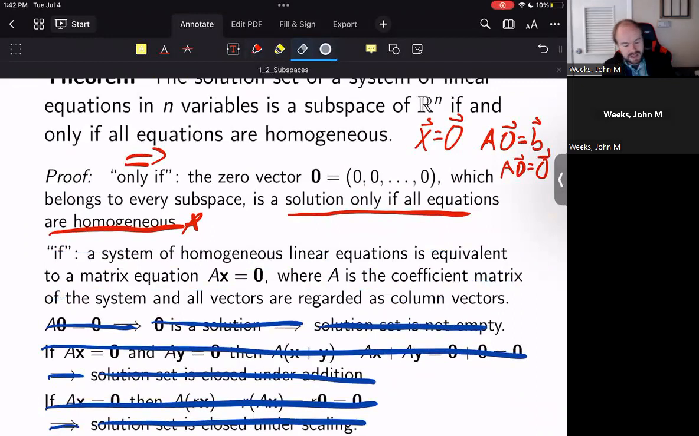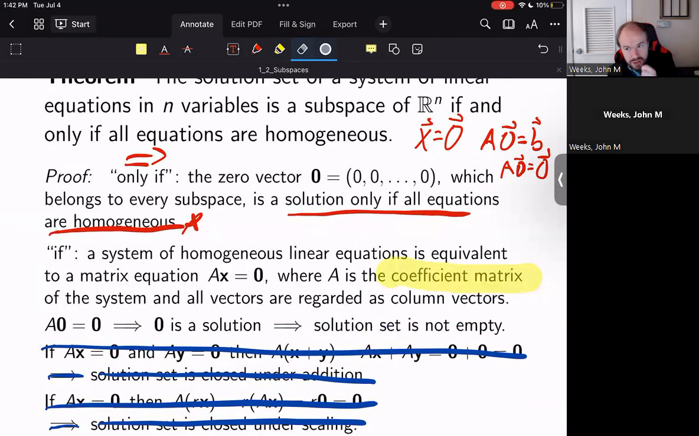If we have a system of linear equations, and this is equivalent to the matrix equation we've been talking about, Ax equals 0. Here we call A the coefficient matrix of the system, and the vectors here, all the column vectors like we've been writing them to be. Now, let's see if we can figure out if this is not empty. Well, we just talked about that A0 equals 0, so 0 is a solution. That means the solution set is indeed non-empty.